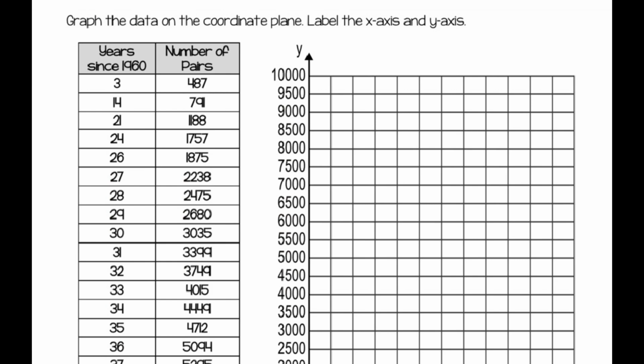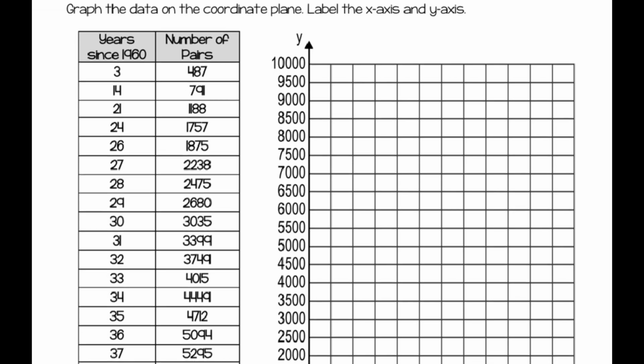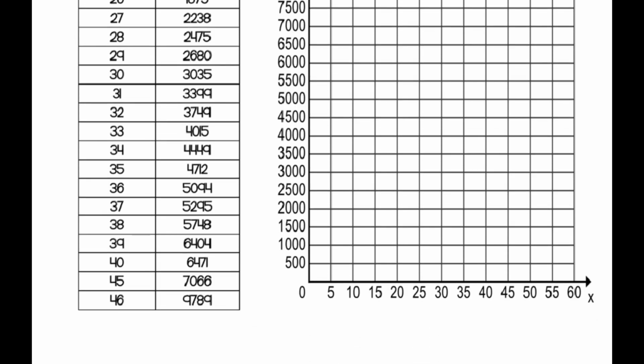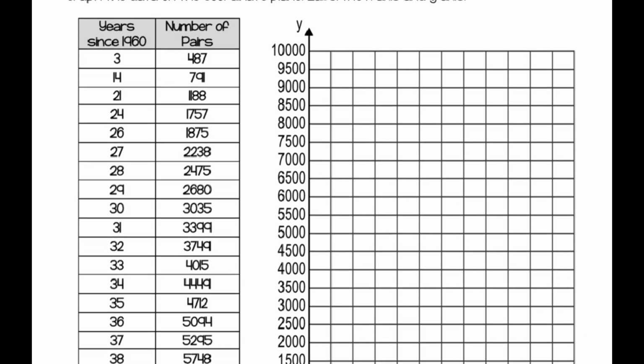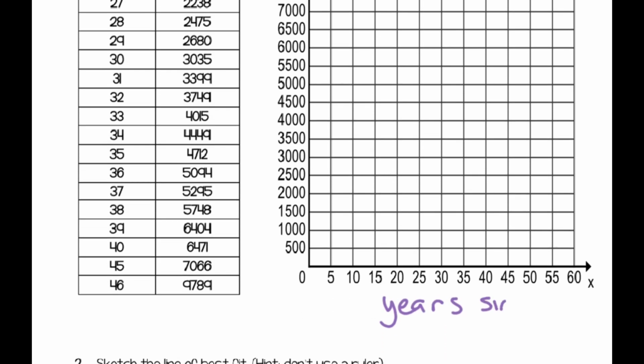Okay, to begin, we've got a question where you are going to graph the data on the coordinate plane. And so we're talking about pairs of bald eagles. Remember that since we're talking about a situation, we need to label our x and y axis. So this is going to be the number of years, and that's years since 1960. So let's put that. And then on the y-axis, it's the number of pairs of bald eagles. So if we write 1, then that means there's one pair. And so that's what we're going to put there. So pairs of bald eagles.